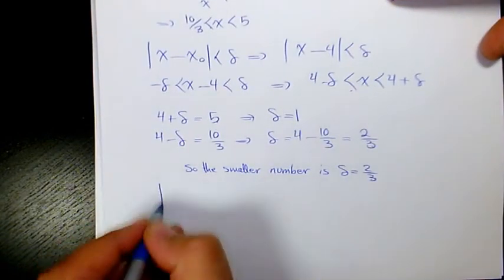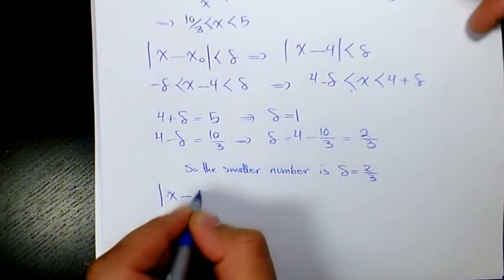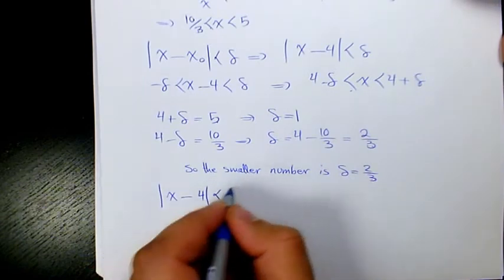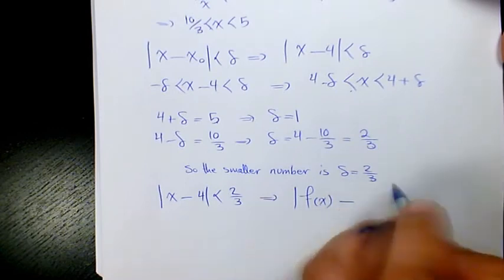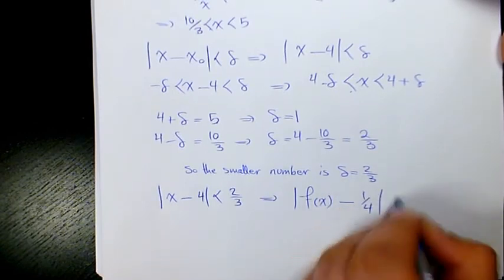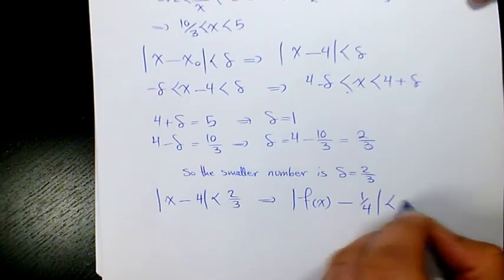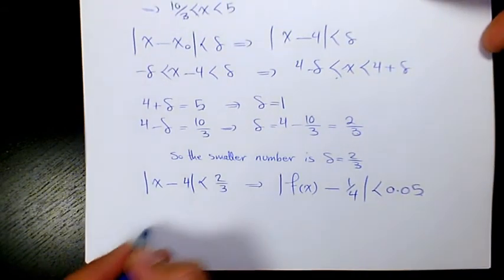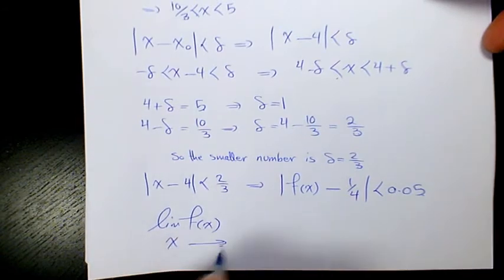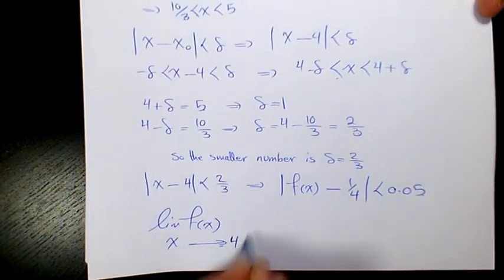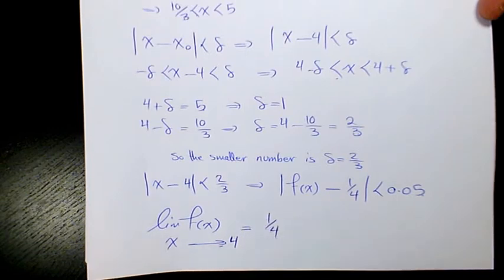So we can say the absolute value of x minus x naught, which is 4, supposed to be less than 2 over 3. Then we can conclude that the absolute value of f of x minus L, which is 1 over 4, has to be less than 0.05. Then we can say the limit of f of x when x is approaching 4 is equal to 1 over 4.